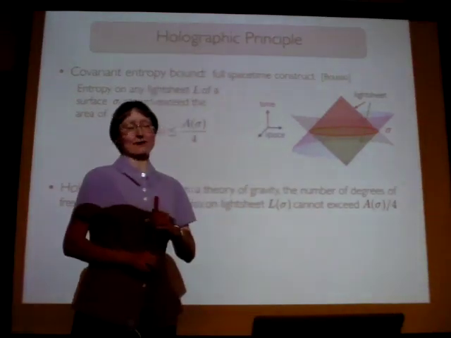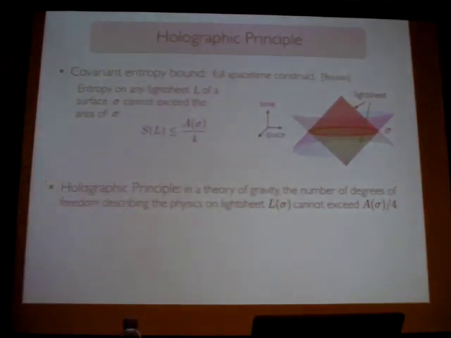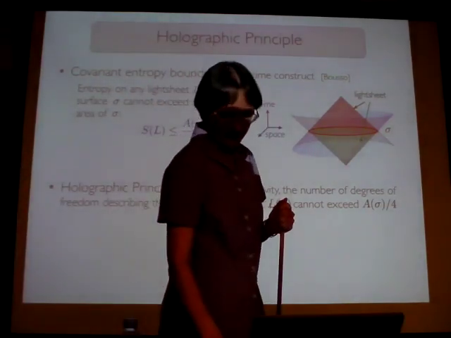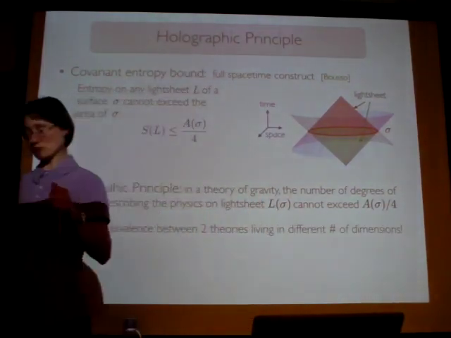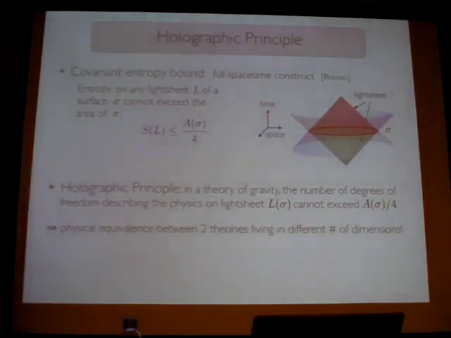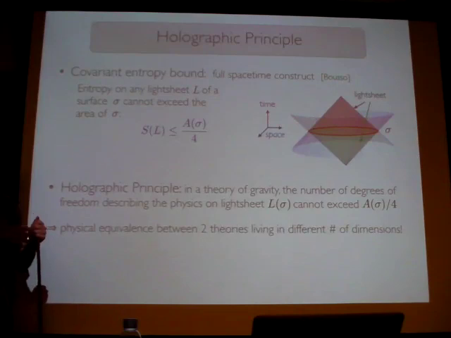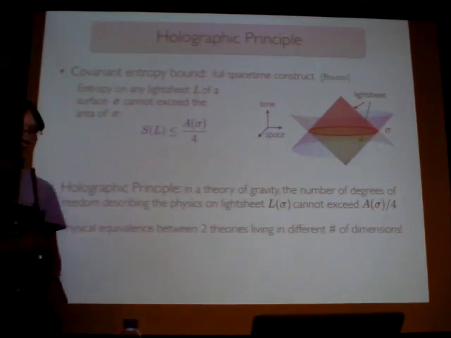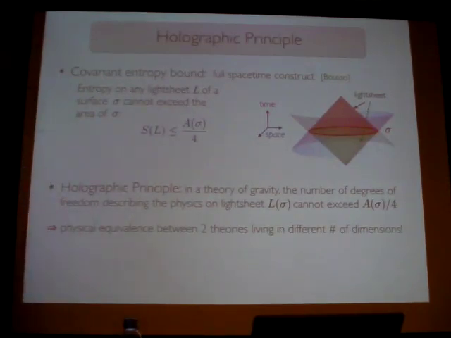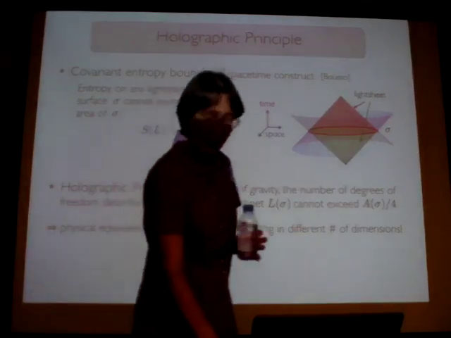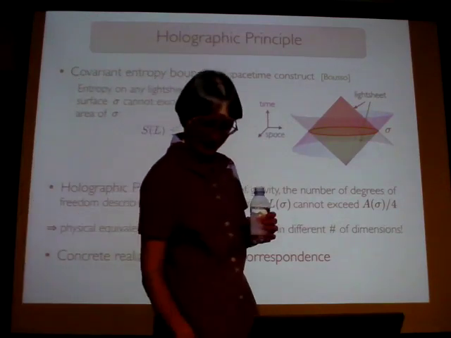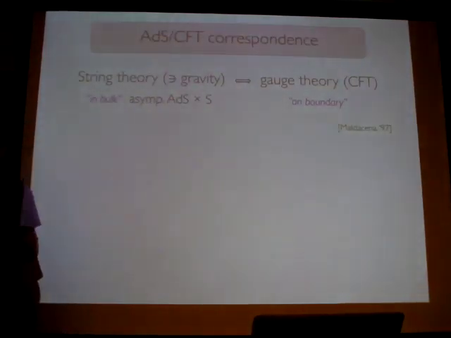Now, this got elevated to the holographic principle, that any theory of gravity should respect this entropy bound. And, well, this doesn't specify how the degrees of freedom are represented, but it puts a very sharp bound on how many there can be, and implies a physical equivalence between two theories that live in different numbers of dimensions. And that sounds very weird, but we do, of course, have a concrete realization, which is the well-known AdS/CFT correspondence.